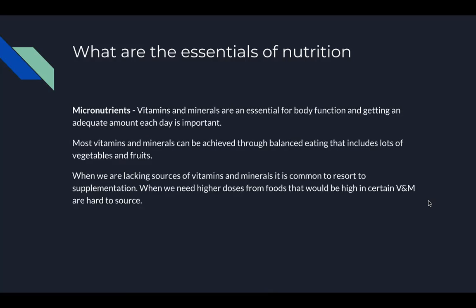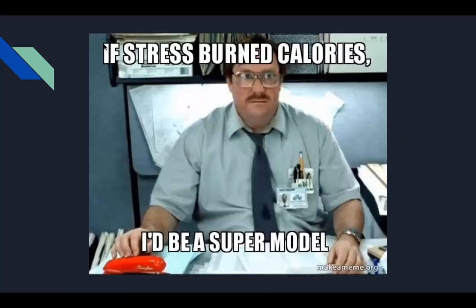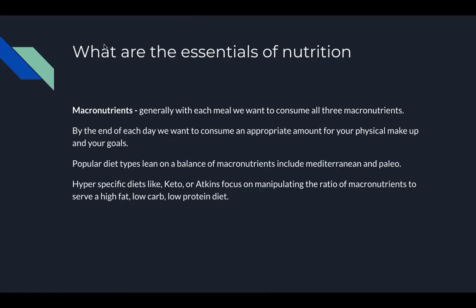So the three main, sorry, we'll go back here one. The three main classes of nutrients that provide the body with energy and are required in relatively large amounts for optimal function. This is, sorry, micronutrients now.